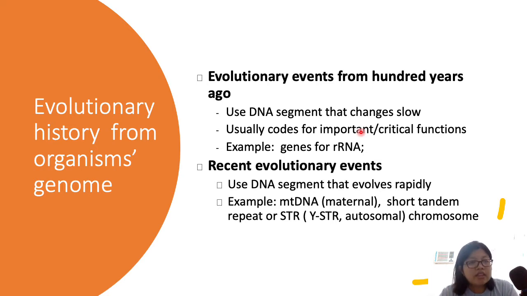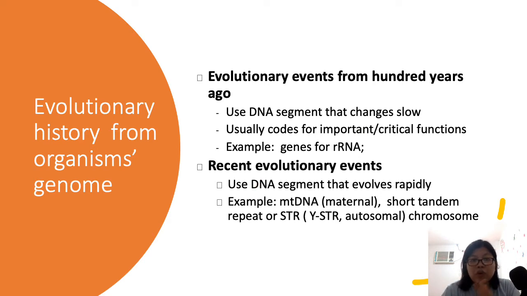Okay, another type of study for evolutionary history is the recent evolutionary events. For recent evolutionary events, you can discriminate a group of people from the other, or a population of the same species from a different population in the same species, or you can use this for parentage or relatedness of the same organisms.